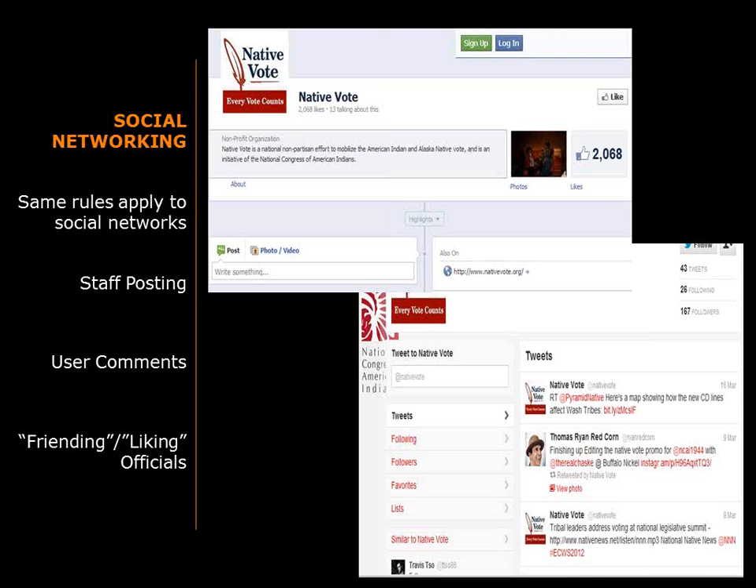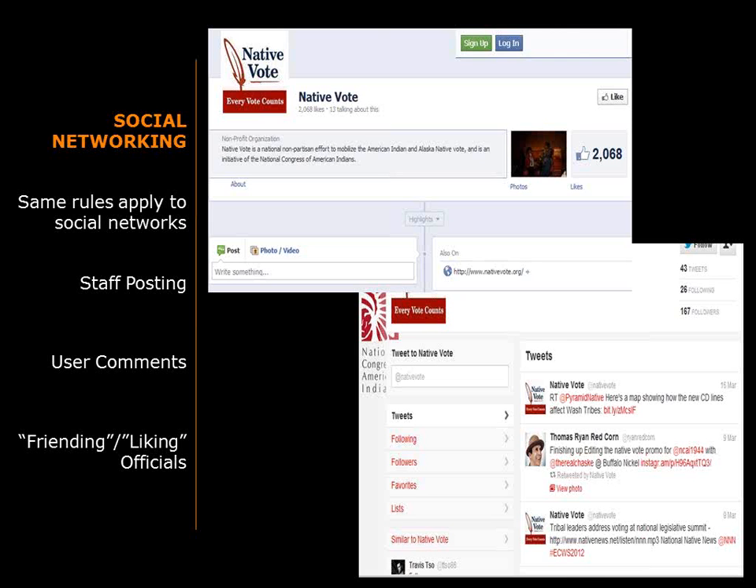The IRS has not, as you can imagine, issued a lot of guidance. They're not really on the cutting edge when it comes to technology. But it's important to just remember the same rules we've been talking about today apply to social networking. You cannot support or oppose a candidate on a Facebook page or on your Twitter feed for a C3 public charity. And that's something you want to make sure you make clear to staff, that we cannot support or oppose a candidate or a party on those social networking sites.